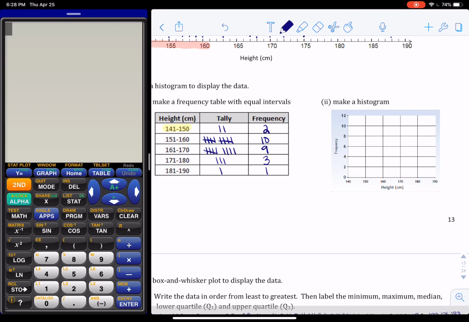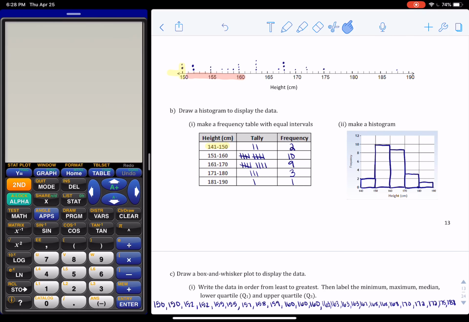So now we can make our histogram. On the x-axis, we can see the height, and on the y-axis, we can see the frequency. Because the frequency is 2 for the first interval, I'm going to make a box like this. Then from 151 to 160, it's 10, so I'm going to make another box. And then 9. Then 3. And then 1. All right, and that's all for the histogram. So let's move on to the next part.